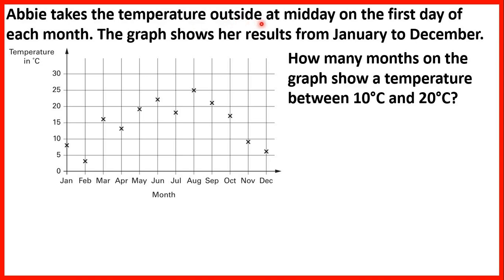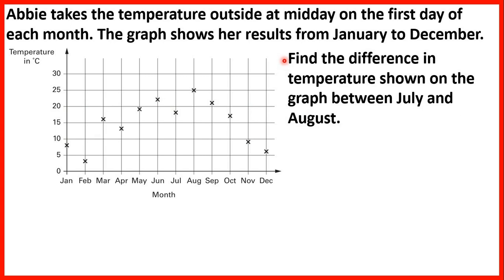Abby takes the temperature outside at midday on the first day of each month. The graph shows her results from January to December. How many months on the graph show a temperature between 10 degrees and 20 degrees? So we have the temperature labelled on the side, so we can draw a line across 10 degrees and a line across from 20 degrees. And we want the months that are between these temperatures, and we can see that we have 1, 2, 3, 4, 5 crosses between our lines, so that's 5 months.